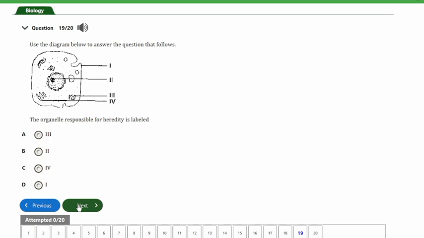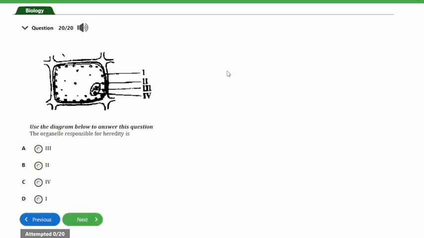And guys, it's the organelle that is responsible for hereditary. So we now have to understand what the organelle is labeled with. So guys, the organelle is labeled II. So guys, option B is the correct answer to this question, and that's II. So let's quickly go ahead and check out the last question for this class.